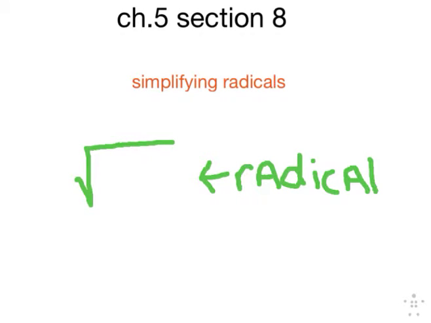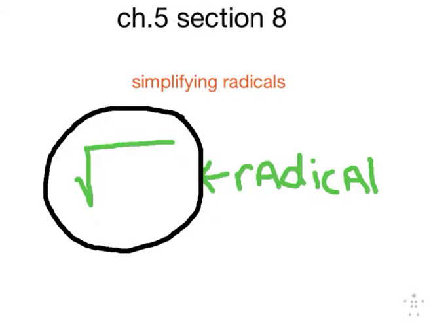Chapter 5, Section 8, Simplifying Radicals. A radical is simply just a square root symbol. So as we see here, the square root sign is a radical. So a radical is when you try to take the square root of something.